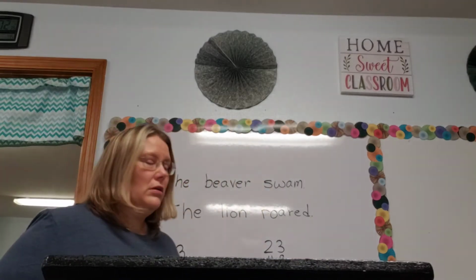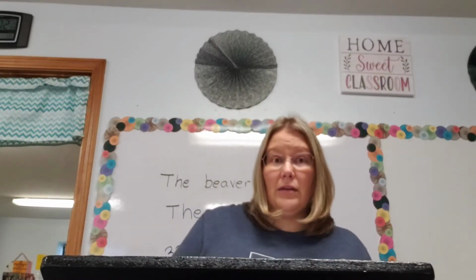We could add an adverb to that sentence to make it a little more interesting. You can ask yourself, how? How did the beaver swim? Quietly, loudly. Okay? And then I have the lion roared. How did the lion roar? Loudly. Probably if the lion roared, it was loudly. So the words we use to describe the verbs are called adverbs. They can make our sentence more interesting just like adjectives did.